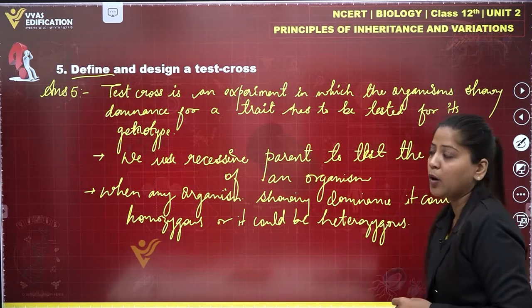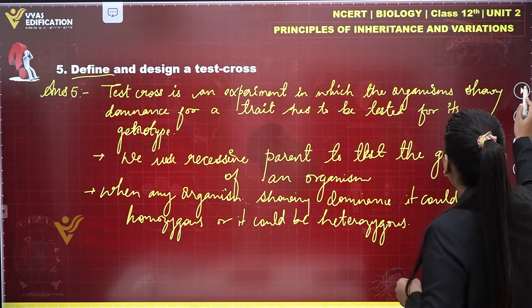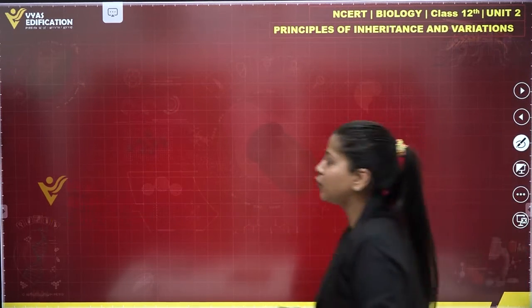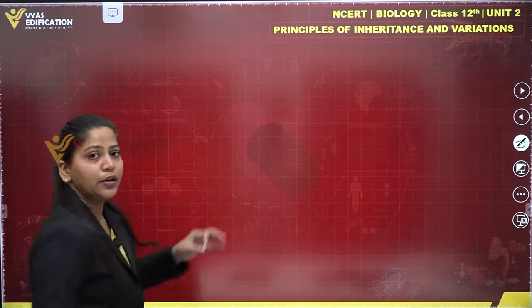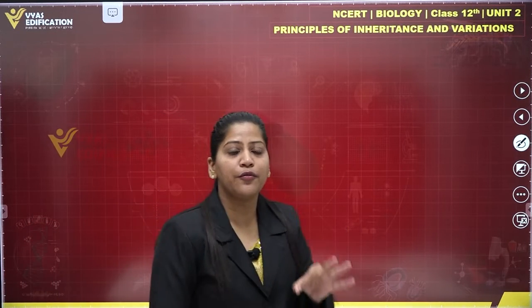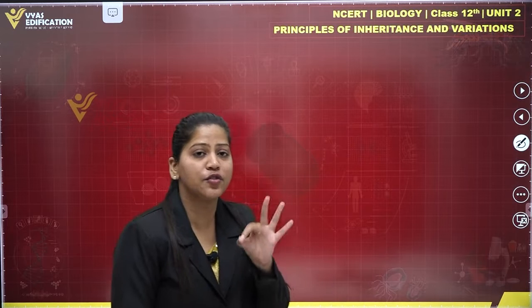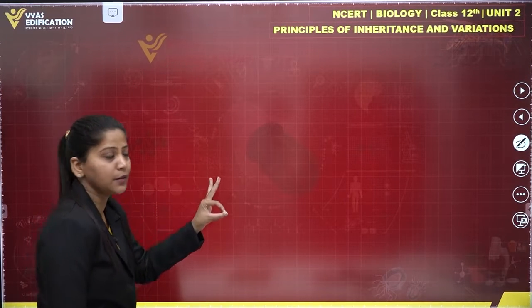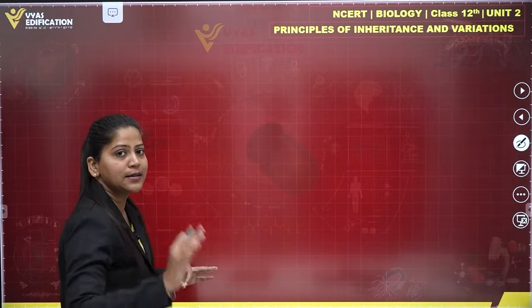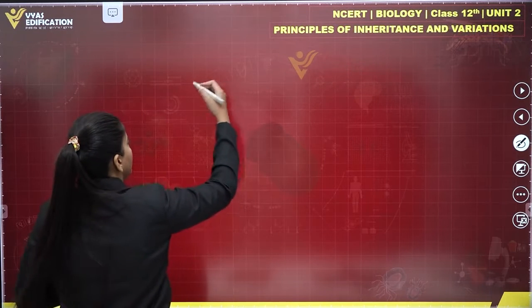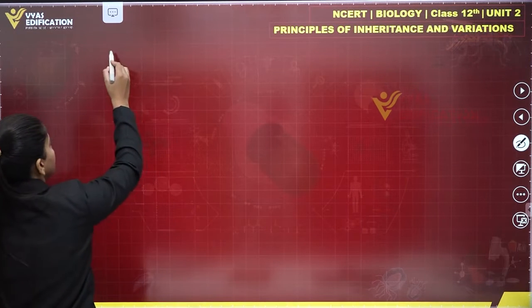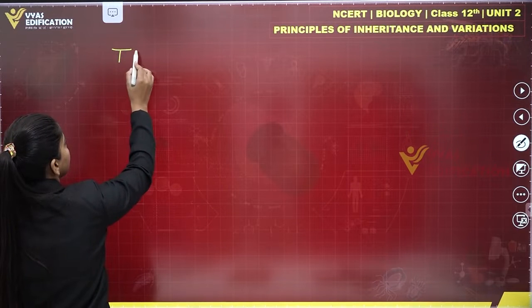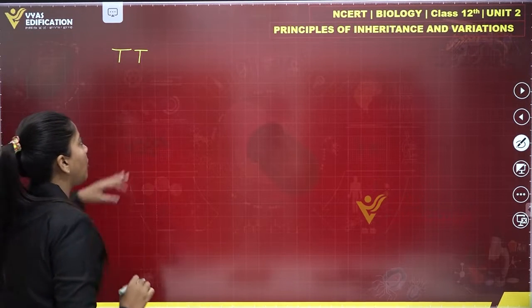Now let's design a test cross. As we know, to test the genotype of any organism, we will use a homozygous recessive parent. Let's talk about the height of a plant. If an organism is homozygous tall, that is the first case. We are going to discuss two cases.